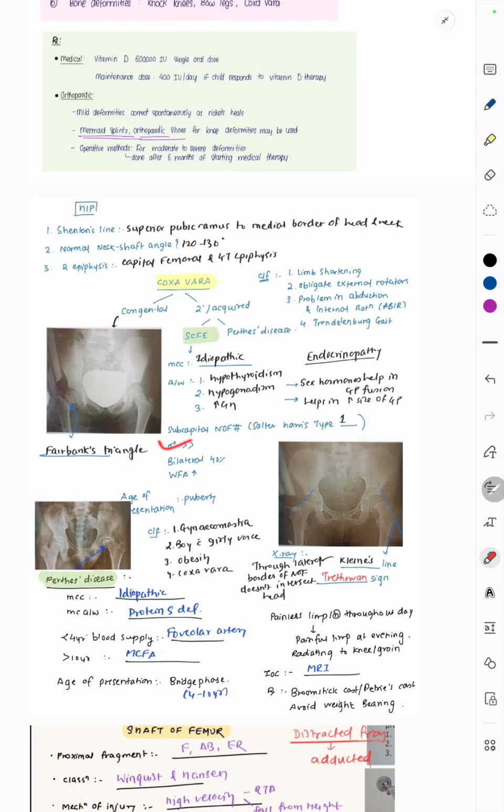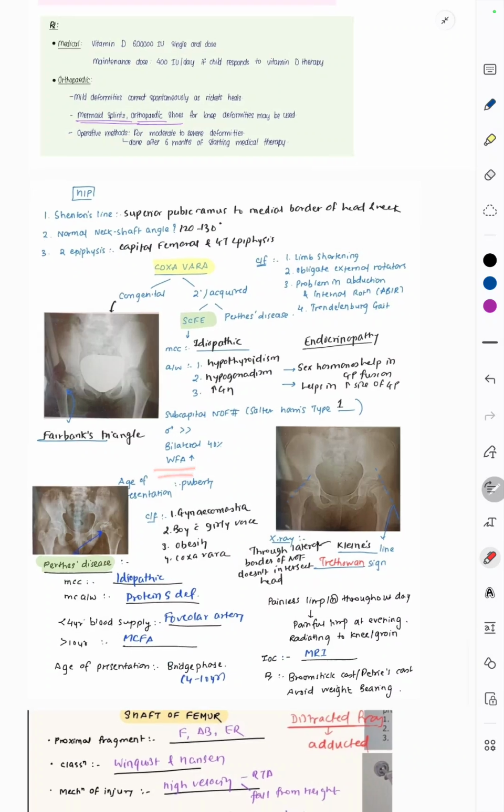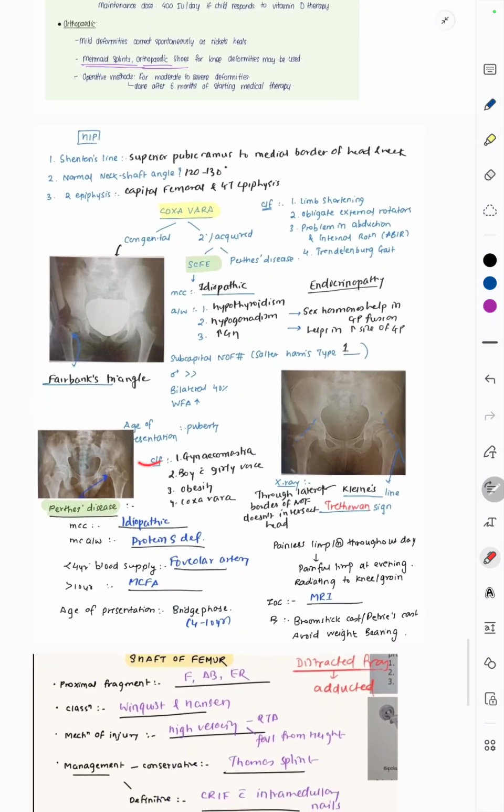It is more common in males, bilateral in 40%, and weight for age increases. Age of presentation is puberty. Clinical features: gynecomastia is seen, a boy with a girly voice, obesity, and coxa vara is seen.